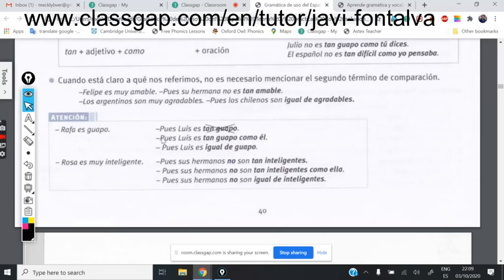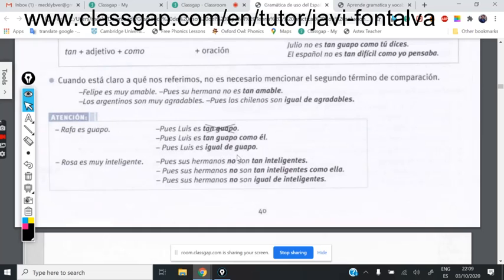Right, this one is a little bit tricky. When you're using the tan structure and you want to finish like this, it must be a negative sentence. Because if it's not a negative sentence, it's not possible. For example, "Luis es tan guapo." This is not okay. You could say, though, "Luis es igual de guapo."